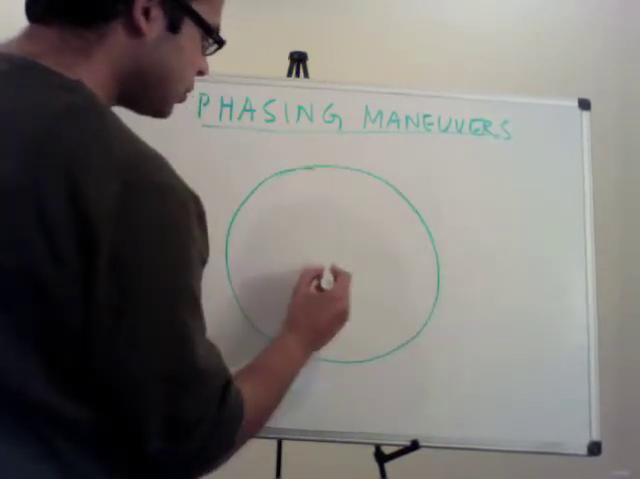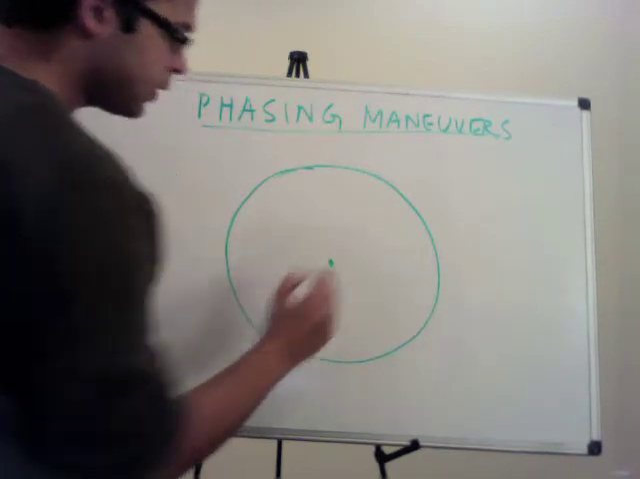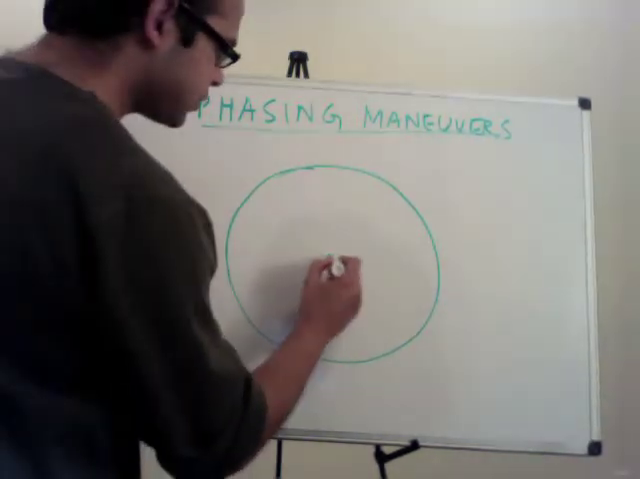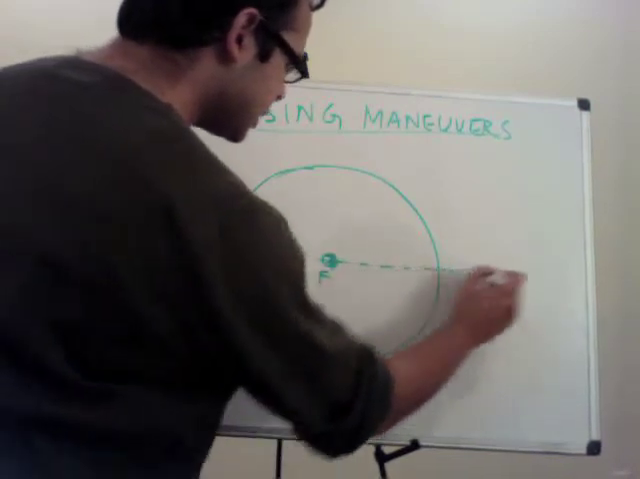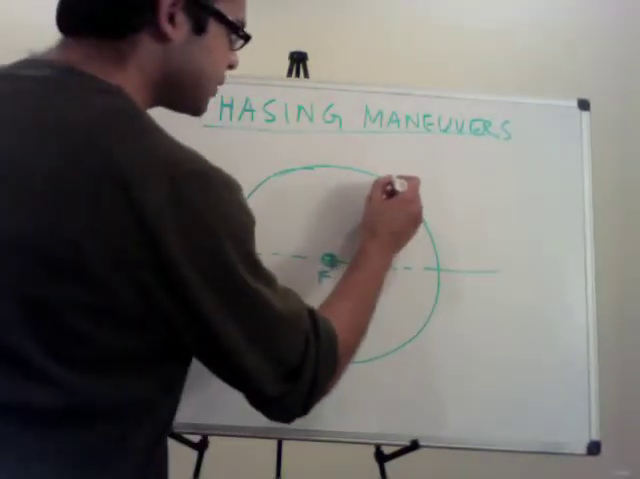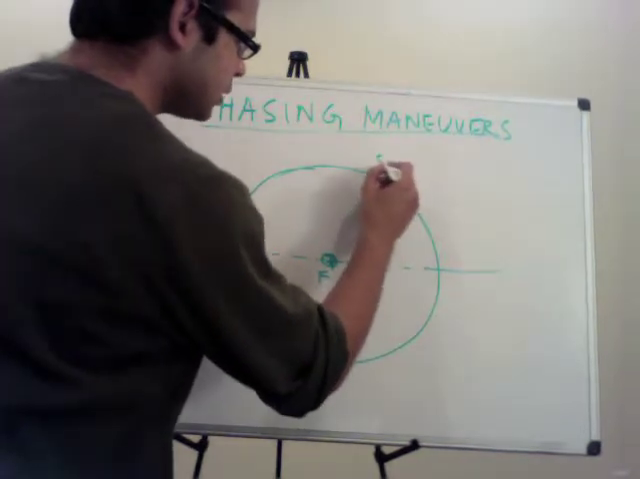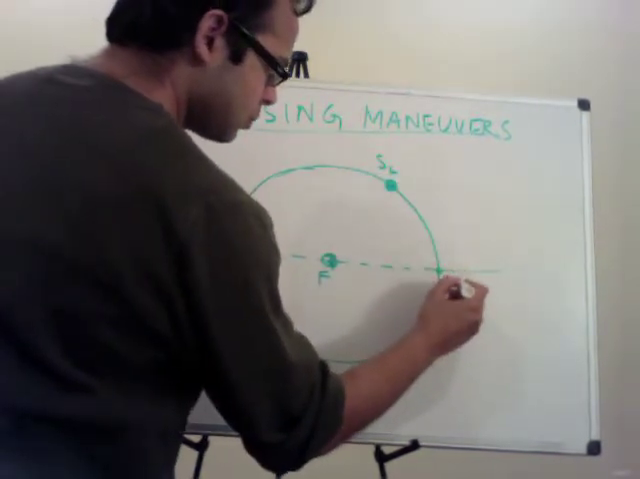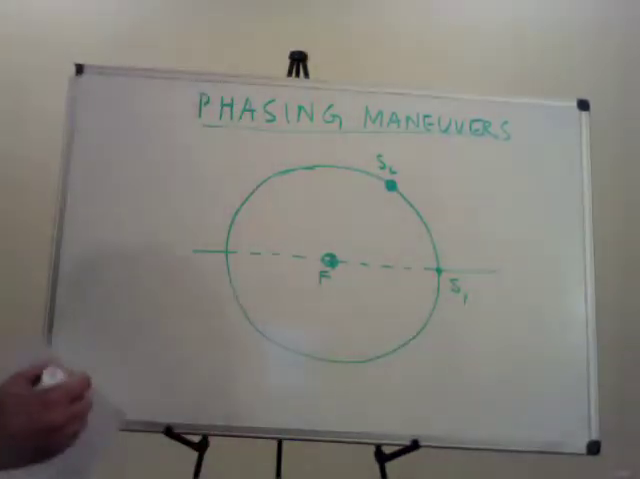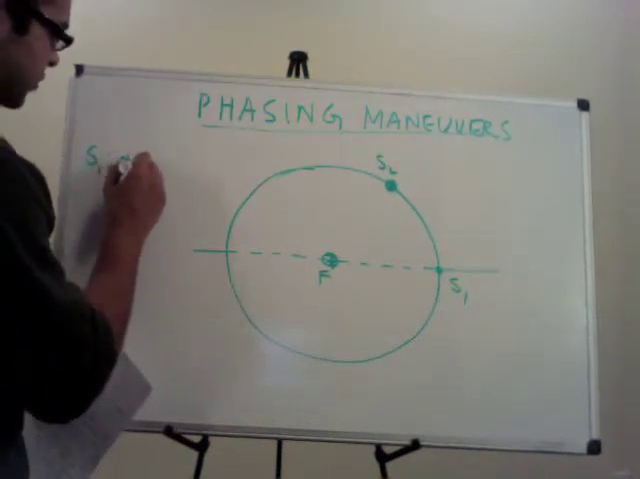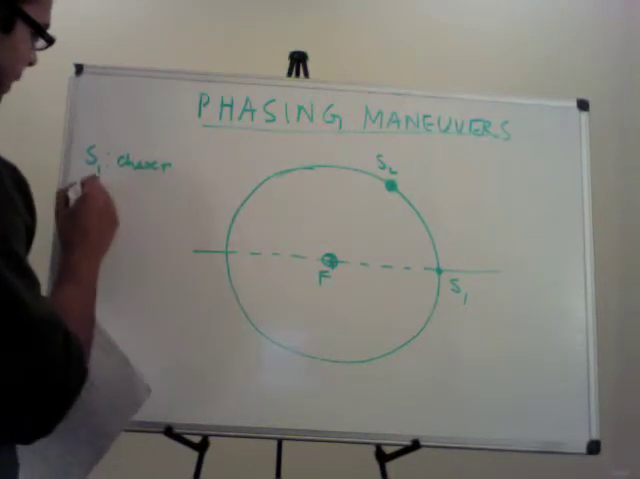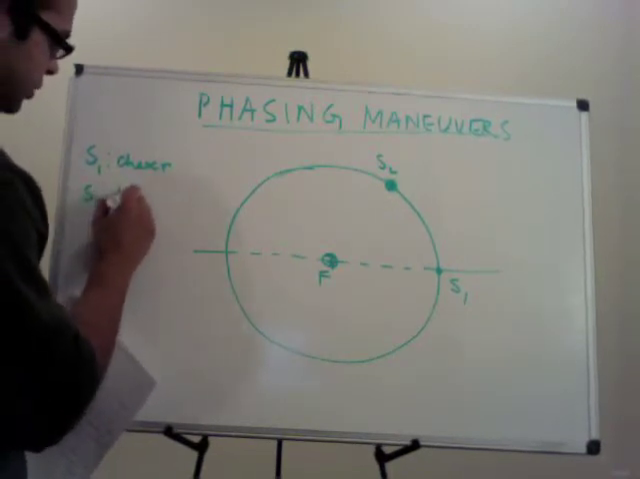You have a circular orbit on which there are two spacecraft. Okay, so here's the focus, and let me use this as a reference line. And there are two spacecraft, S2 and S1, both on the same circular orbit. And I'm going to call S1 here the chasing spacecraft, the chaser, and S2 the target.